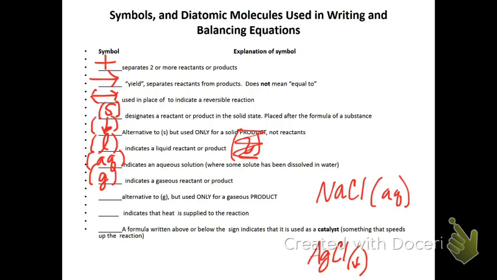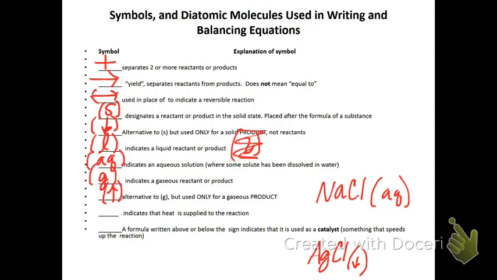An alternative to g, but again only if it's a product, meaning it formed the gas. What do you think it is? An up arrow. Why diagonal? You're just being difficult. That'd be an up arrow, because if I form a gas, what happens to that gas that's in the liquid? It bubbles up and escapes.